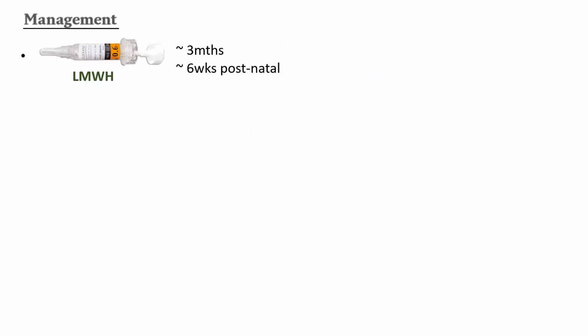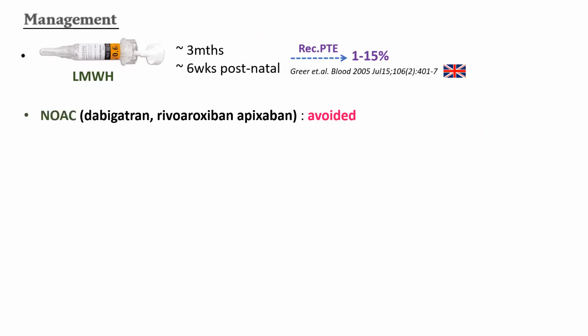So treatment of venous thromboembolism is low molecular weight heparin. It has to be given for 3 months, and it has to be continued 6 weeks postnatal, because the risk increases 20-fold postpartum. So we need to continue 6 weeks postnatal. And recurrent PTE can happen in 1 to 15% of the patients. And newer oral anticoagulants are to be avoided in pregnancy.